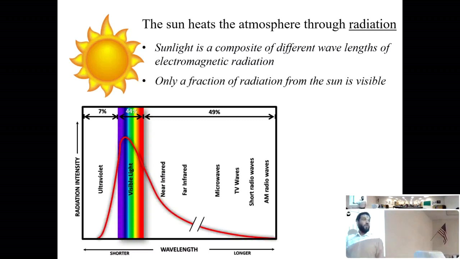And it also emits, of course, ultraviolet, and some other stuff like cosmic waves and X-rays and things like that. So all those different kinds of waves are absorbed by Earth's atmosphere and absorbed by the land surface, and it causes different levels of heating. Okay.